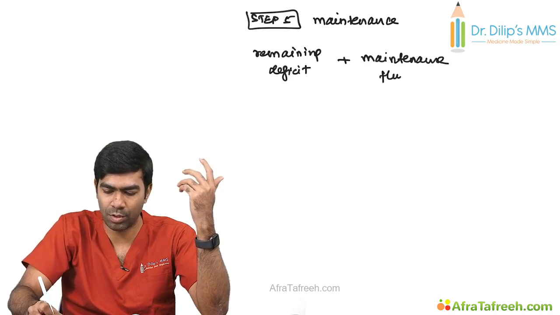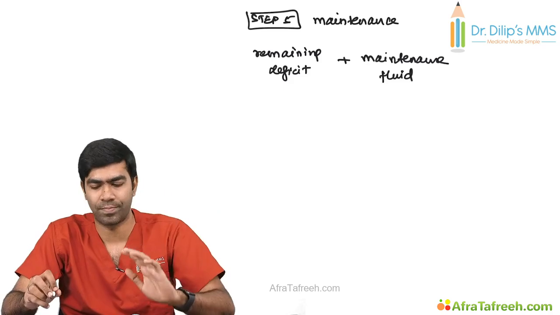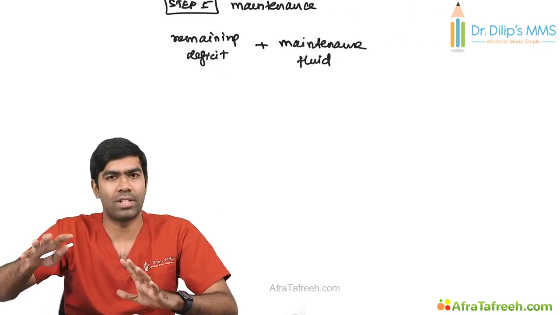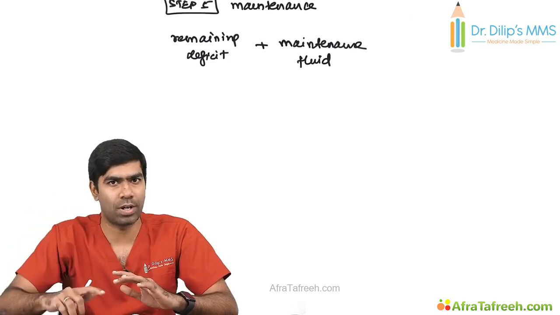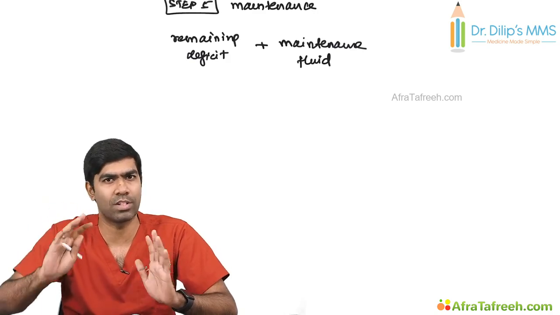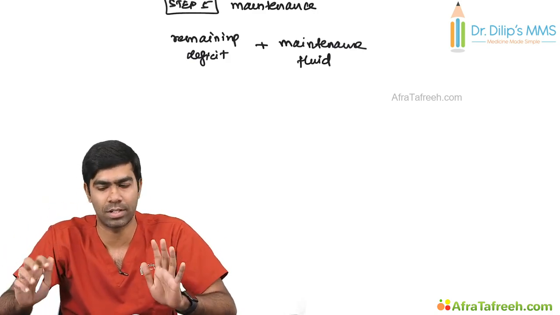Simply I can write as MF. So both have to be addressed during this step. You know the deficit already. So the remaining deficit in our standard example is 2.5 liters. From the beginning we are seeing, because 1.5 we have already given out of 4 liters. So remaining is 2.5. We know the remaining deficit in all the patients.